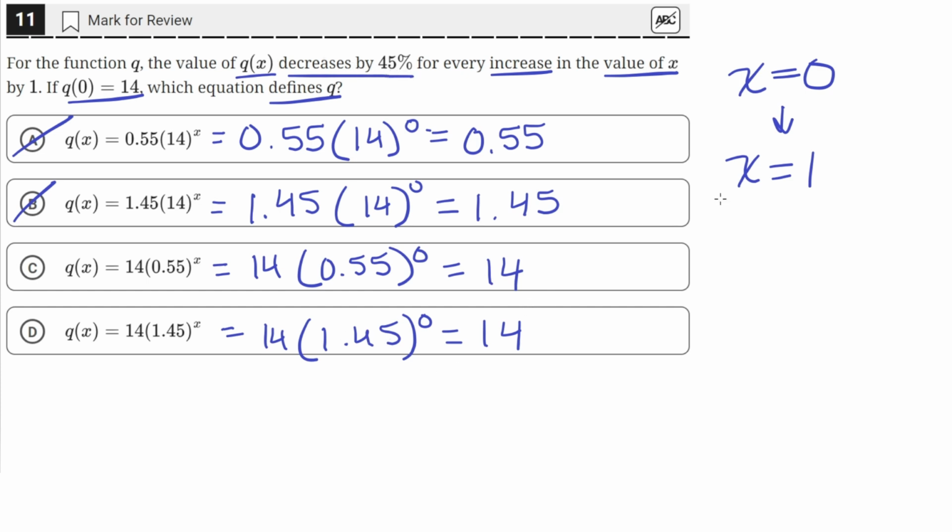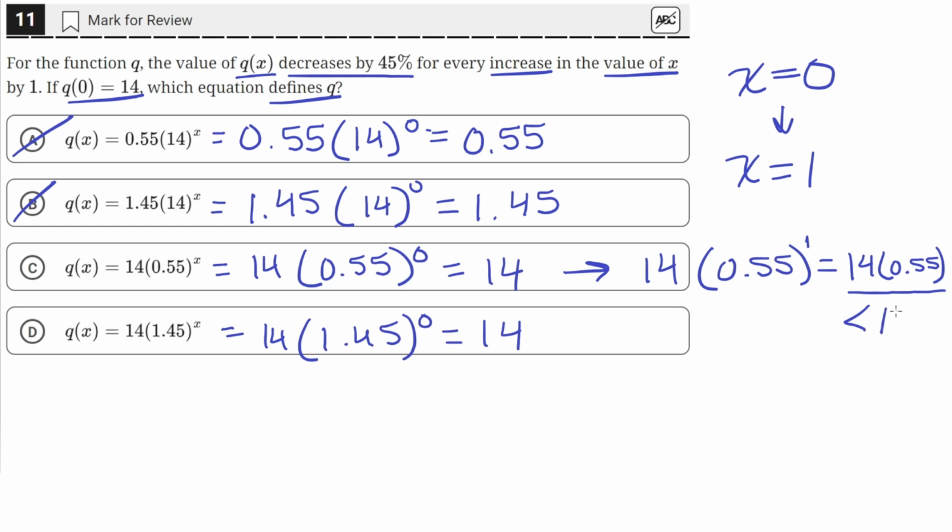So let's plug in a value of 1 for x for both answer choice C and D. So let's do C first. So we'll have 14 times 0.55 raised to the first power. So this is just 14 times 0.55. And we know that this quantity, since 0.55 is less than 1, is less than 14. Which means that when we went from x equals 0, which had a q of x value of 14, to x equals 1, we got a value that is less than 14.